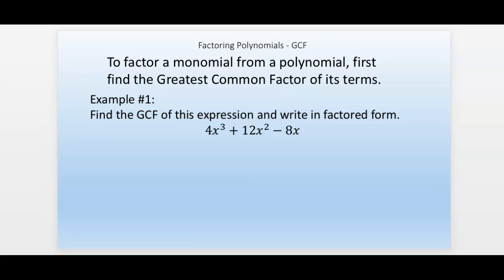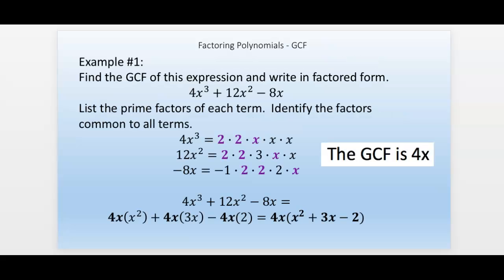As an example, we're going to find the greatest common factor of this expression right here, 4x to the third plus 12x squared minus 8x. We can list all the prime factors of each term. A lot of times I will separate the 4, the 12, and the negative 8 and do them separately, but here we put them all together just to show. 4x to the third: all the factors, 2 times 2 times x times x times x. The prime factorization of 12 is 2 times 2 times 3. And then x squared is x times x.